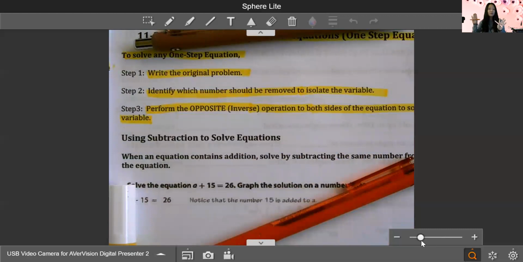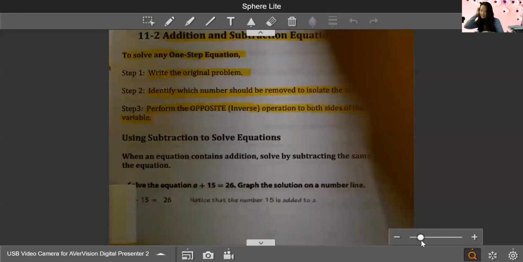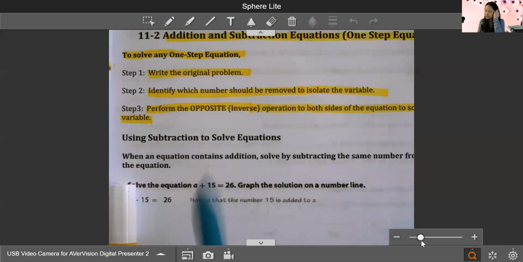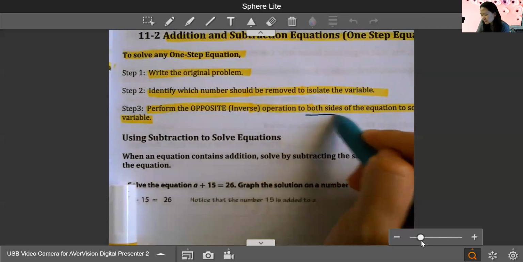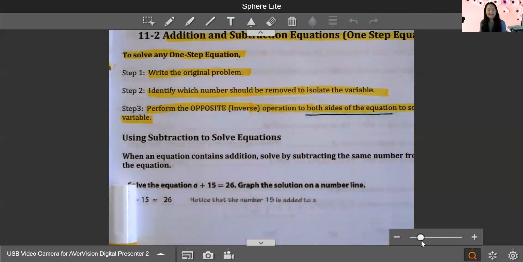So that's what we'll be doing today, to balance the equation so that both sides are equal. That is why it says perform the opposite operations, and then over here it says to both sides of the equation. That is so that our equation is going to be balanced.